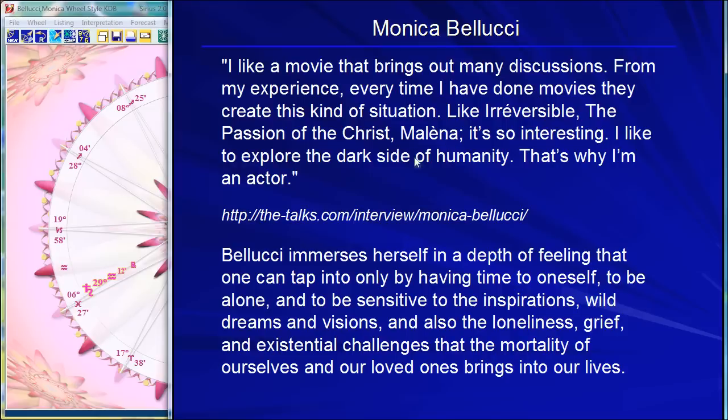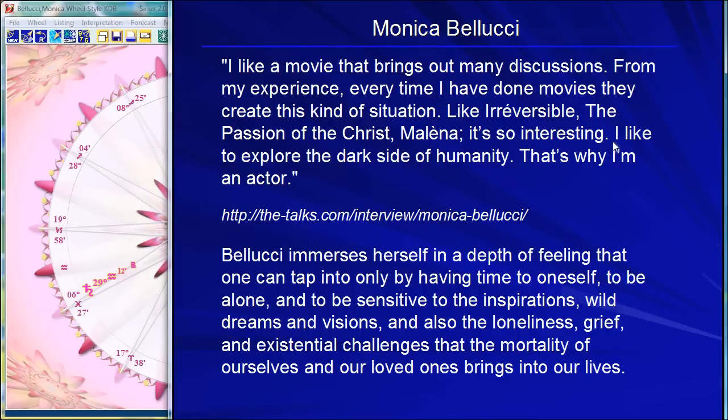And Moon, Saturn, Uranus is inclined to a kind of darkness, a kind of inspiration that goes off the rails, and she goes right into the depth of that. The Passion of the Christ. It doesn't get much deeper and more, the torment, all these roles she's played.